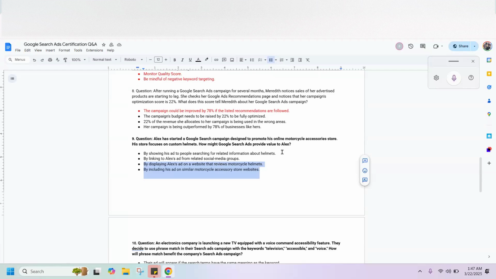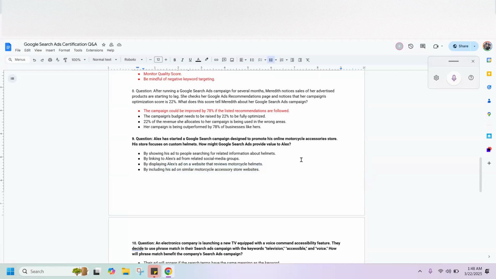It's asking how Google Ads will help this business owner. Alex is a business owner trying to sell custom helmets. If Google displays Alex's ad on a website that reviews motorcycle helmets, that would be helpful for him, because some of those people may click the ad and then go and buy his helmet. This can be an option.